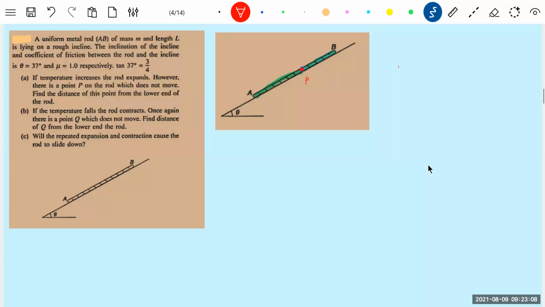Find the distance of this point from the lower end of the rod. Let this point be at a distance L1. The total length of the rod is L. Then it's telling that there is a point P on the rod which will not undergo displacement. It is asking to get the location of that particular point. That's the basic idea of this one.